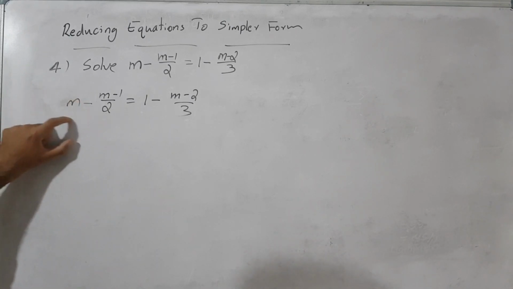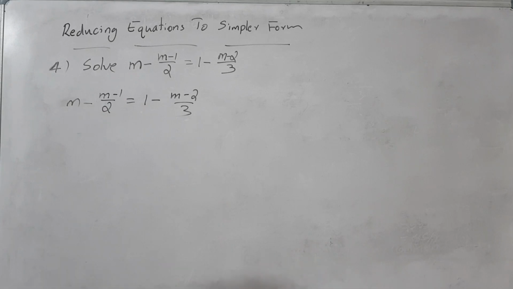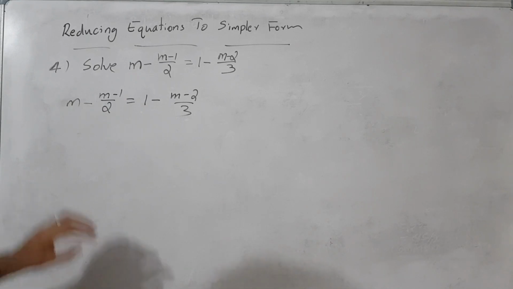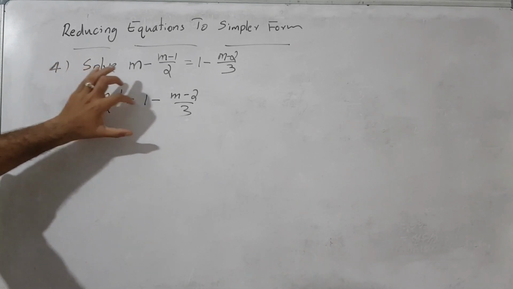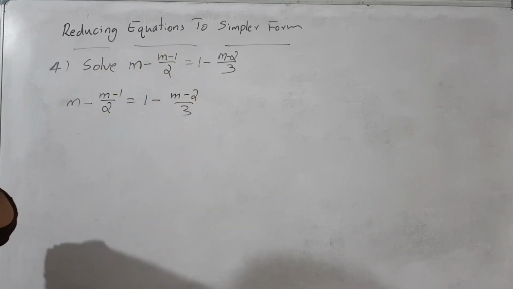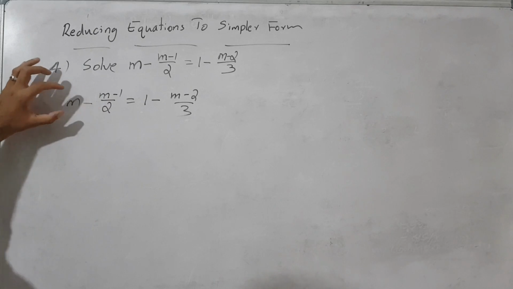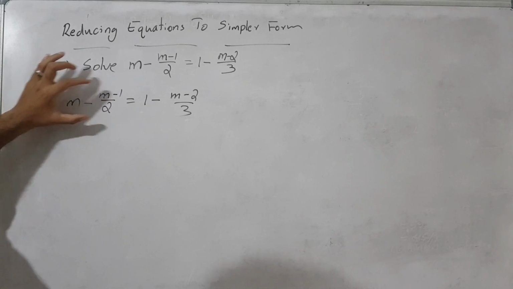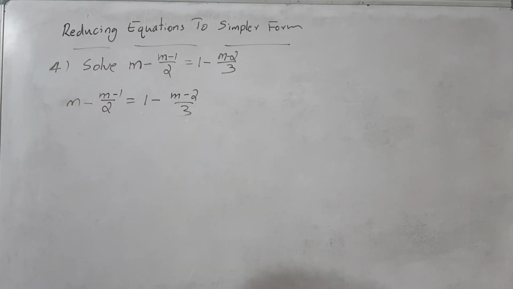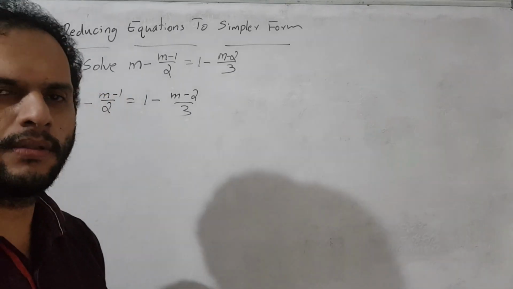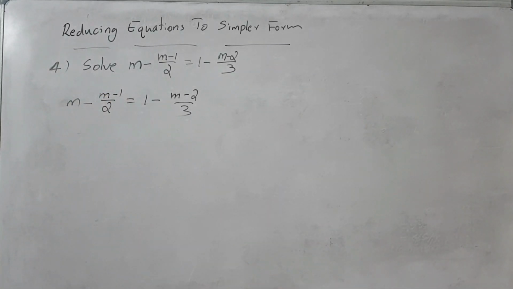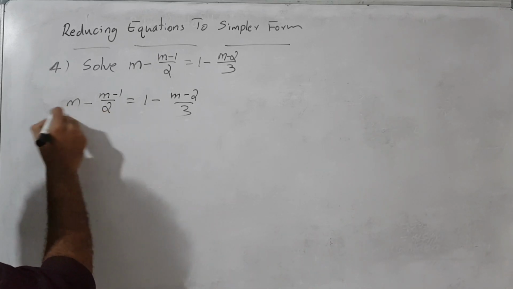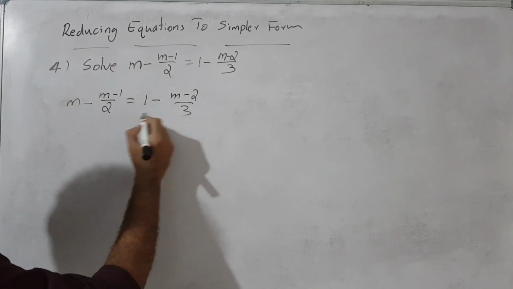Here m and 1 are additionally there, correct? If there were only (m minus 1) by 2 and (m minus 2) by 3, then it would be possible to cross multiply. Here it is not possible because m is in whole number form and 1 is also a whole number. Not only in the form of fraction, so it is not possible to cross multiply directly. Then what is next? We do the work on the left side and we do the work on the right side.